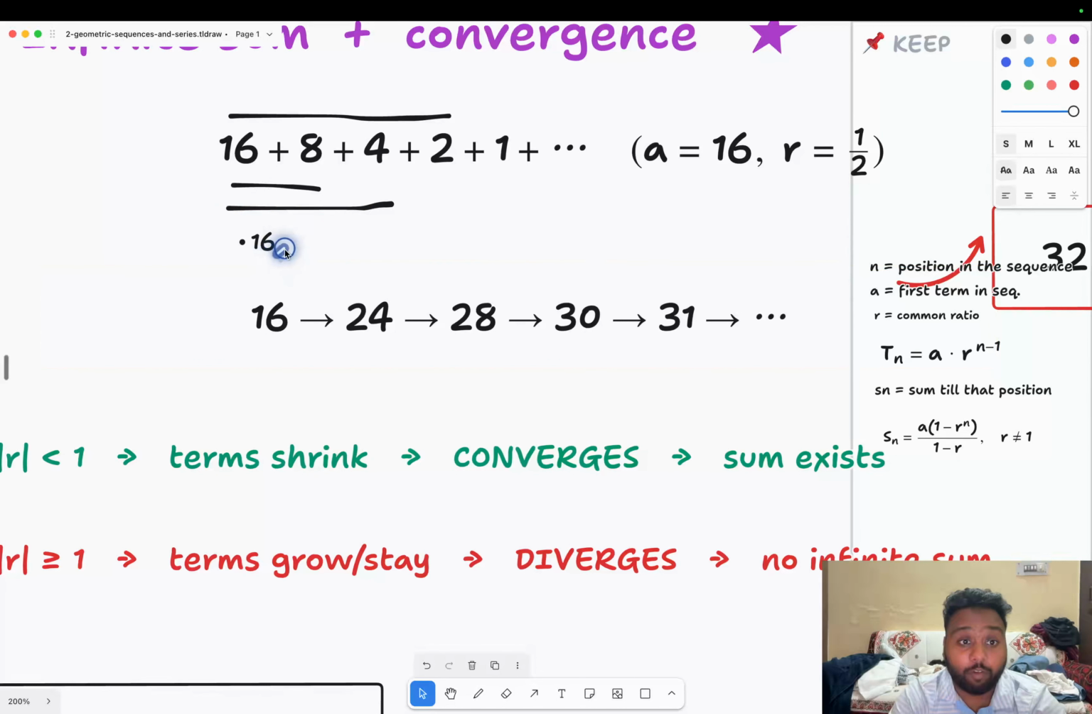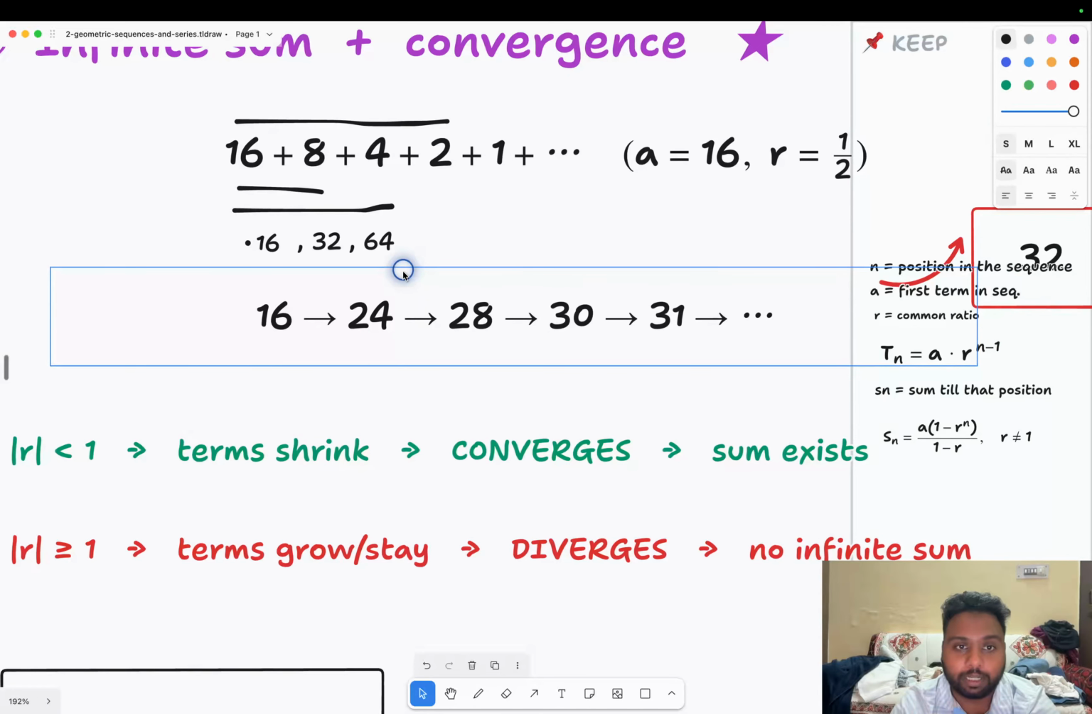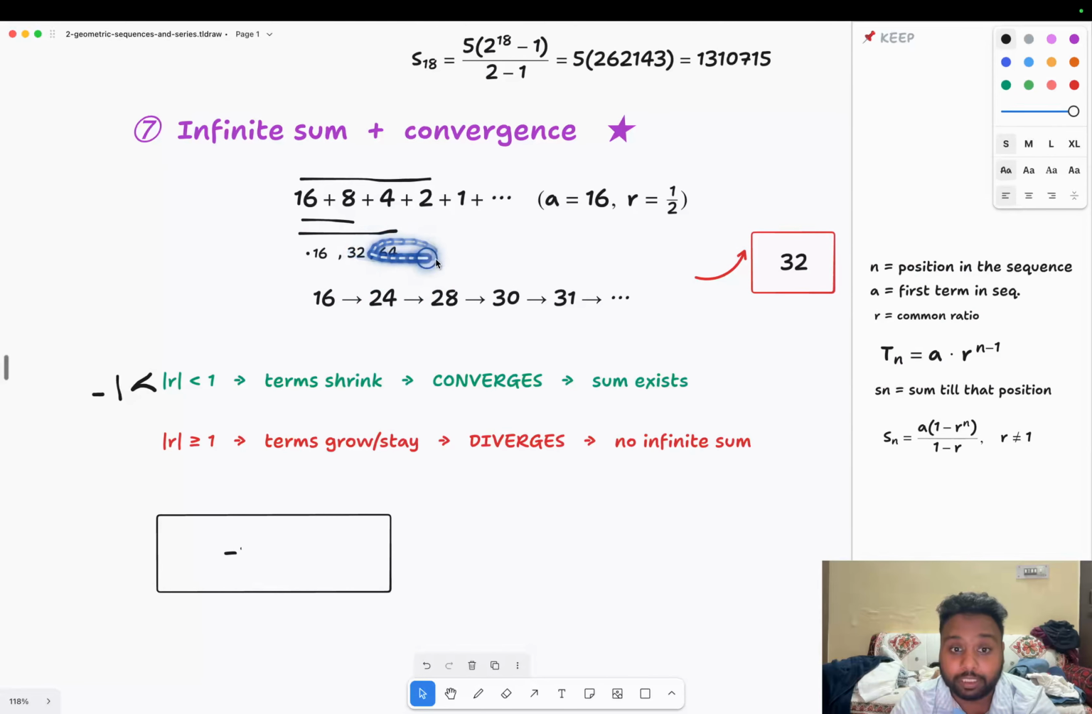So what I want you guys to realize is, if the r value was more than 1, then my terms will keep on increasing. So here, for example, if I start with 16 and my r value is 2, this will become 32, and then it will become 64, and so on. As we go to a very long position, like the 100th term or 200th term, that will be very big, and the sum for this will be infinitely big, a very big number which we cannot express. So it doesn't make sense to ask the question, what will be the sum till infinity?